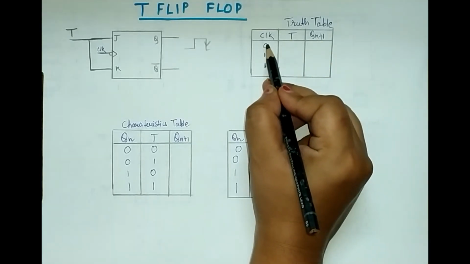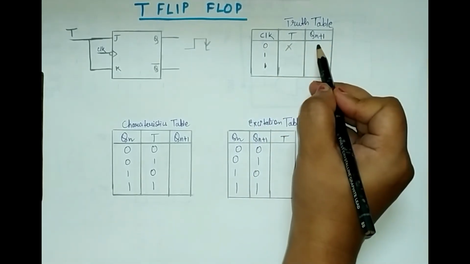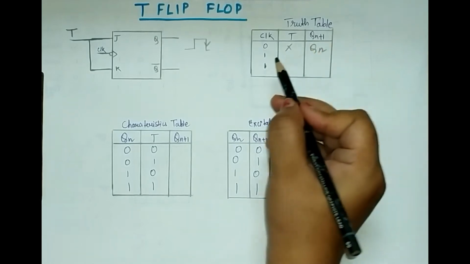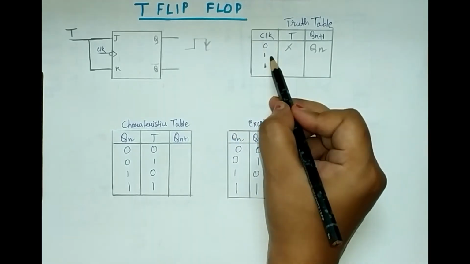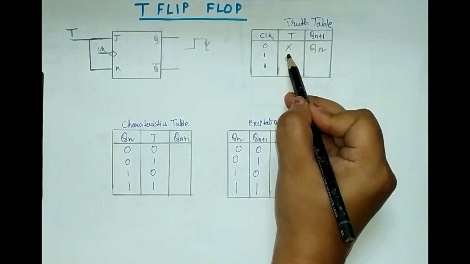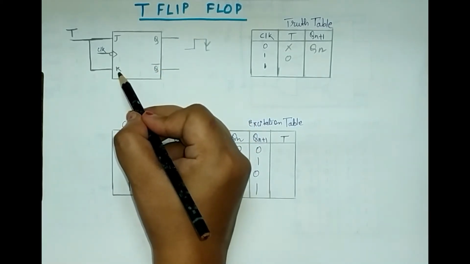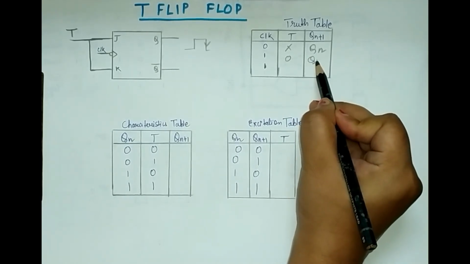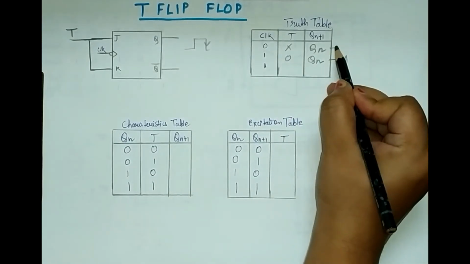In the truth table, when the clock pulse is 0, it is in the memory state, so T will be don't care. Then what will be Qn plus 1? It will be memory, so the previous state. Then when the clock pulse is 1, meaning it is changing from high to low, and the T input is 0, then according to the JK flip-flop, when J was 0 and K was 0, it was the memory state. So again it will be the memory state, which means the next state will be the previous value. So this is memory and this is also memory.